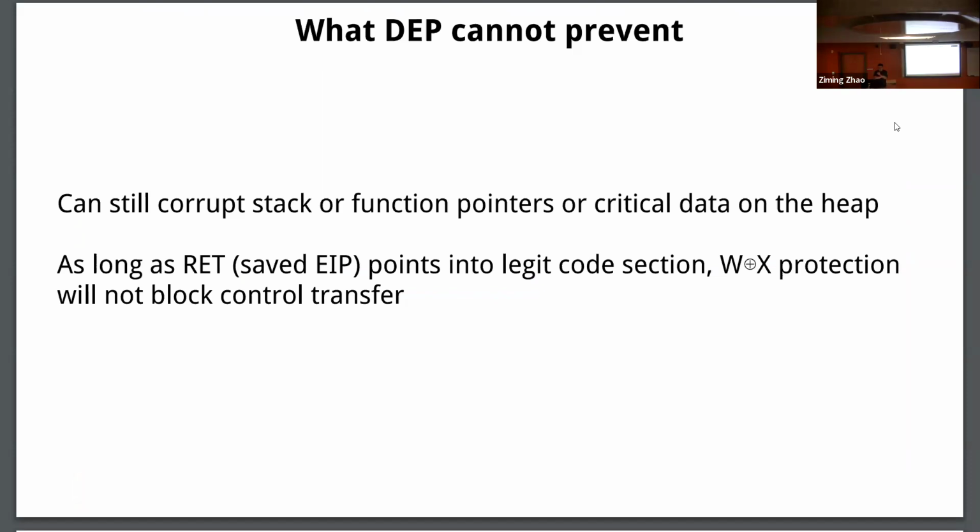So what can DEP prevent? Obviously, the attacker can still corrupt the stack. You can still override the return address. You can still override the saved EBP. You can even put the shellcode onto the stack. You can still do that. It's just you cannot execute it. So when the EIP register points to the stack, because the stack memory region is marked non-executable, you will get a segmentation fault or some other CPU fault.